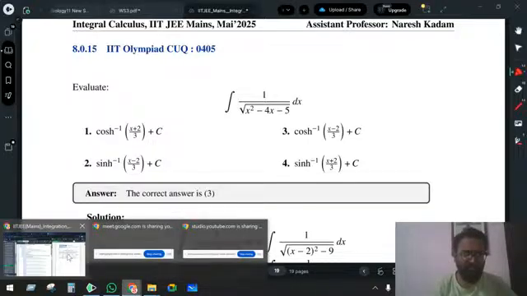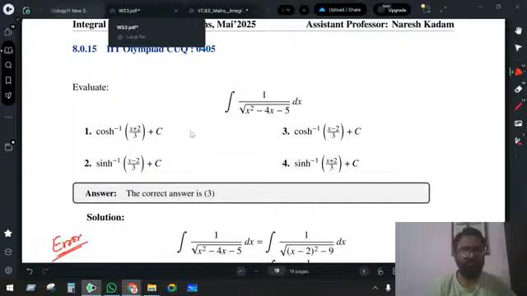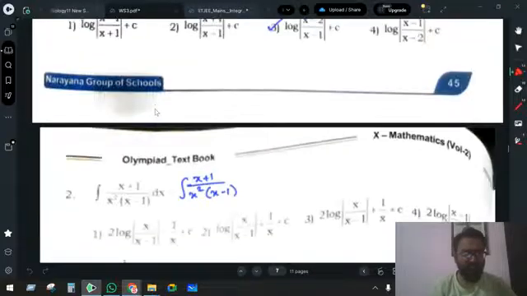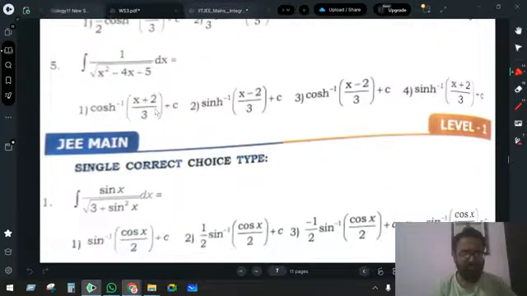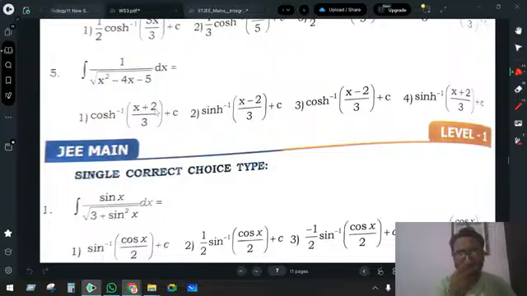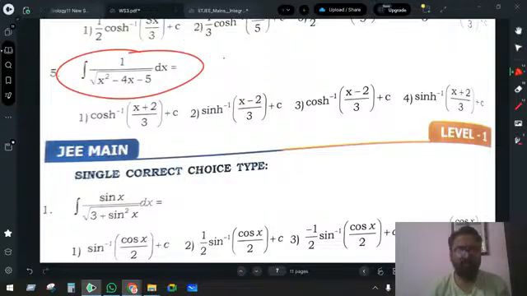So in your worksheet, your 15th problem will be the same as the 5th problem. How? He also made the same question: cos h inverse x plus 2 by 3, x minus 2 by 3. How is it possible? I don't think so. There might be some error here. 1 by 3 will form.